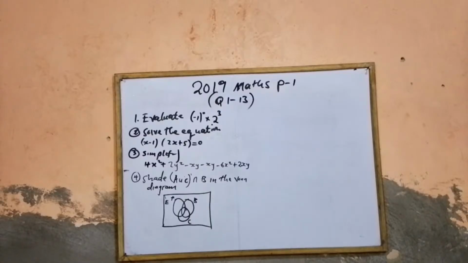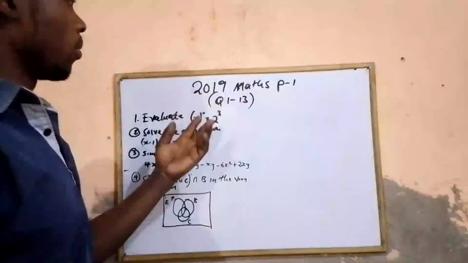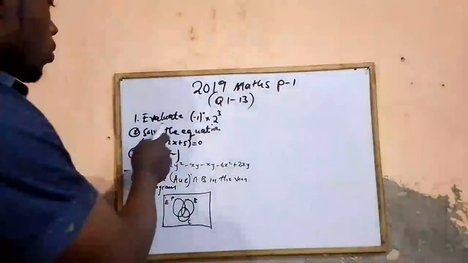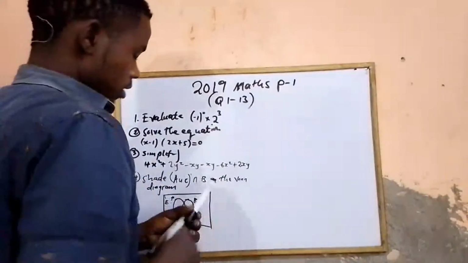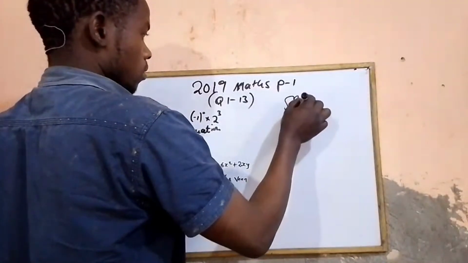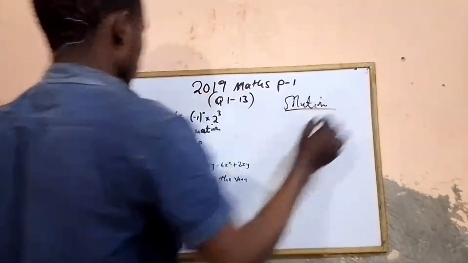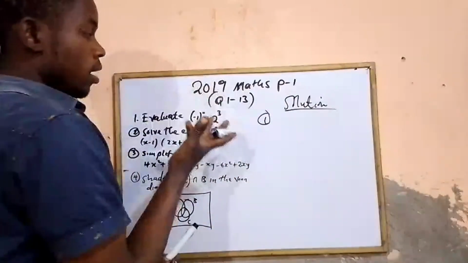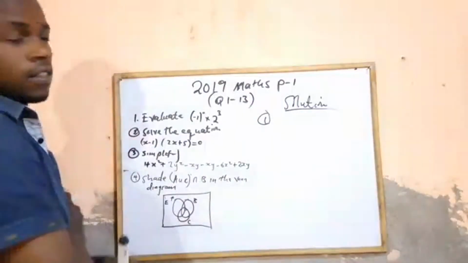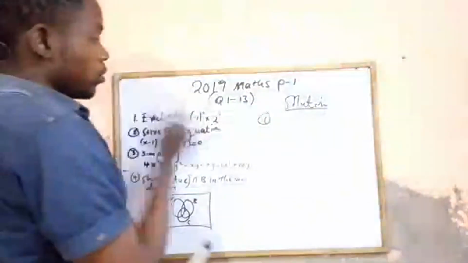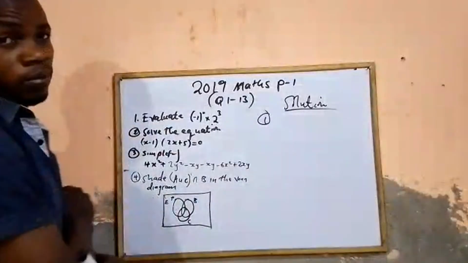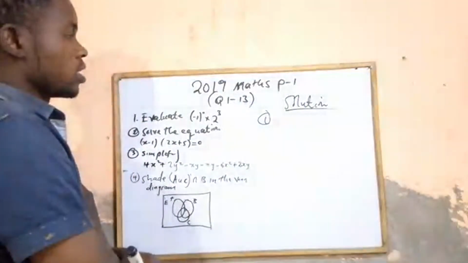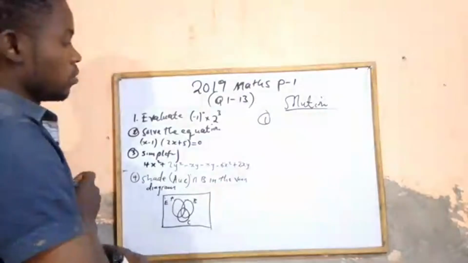So restart. We are looking at this 2019 math paper 1, and we'll be answering question 1 to 18. Question 1: we have to evaluate. So for the solution, we have question 1. Remember, writing the question number is the most important thing, because when you don't write the question number, the examiner will be lost when marking your paper. But when you indicate your question number, it will be easy for the examiner to mark the paper.